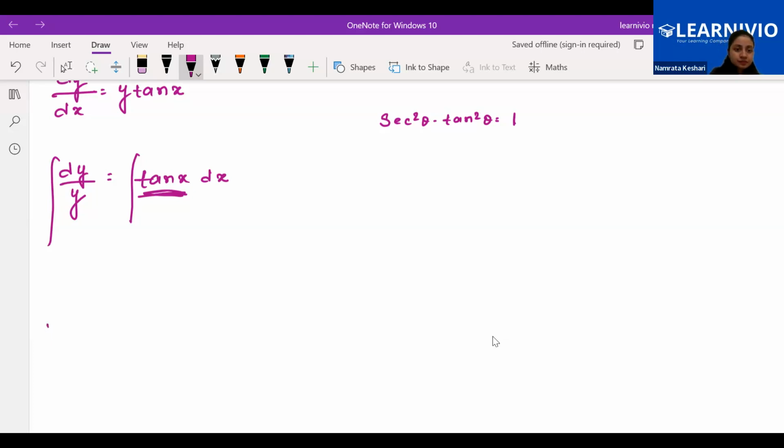It is sin x by cos x. That way we can do the substitution and then the integration, or directly there exists a formula that the integration of tan x is log cos x, with a minus sign, plus c. Log sec x is also there. So directly we can use the formula plus c.